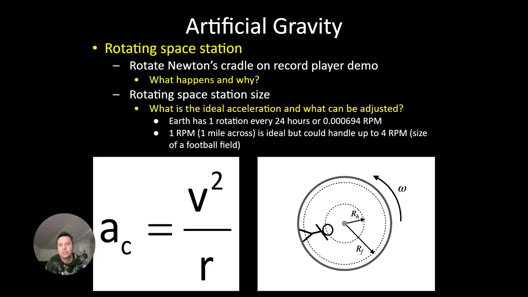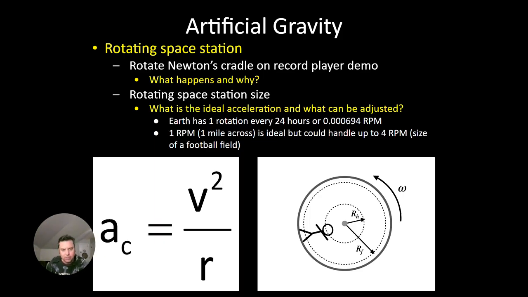So let's just say we went to one rotation per minute. The Earth doesn't even get close to one rotation per minute. For an ideal situation, it would be a mile across. That thing would be huge. I don't know if you saw Interstellar, but the space station at the end was ridiculously huge. But we could handle up to 4 rotations per minute, and it would still be big though, the size of a football field.